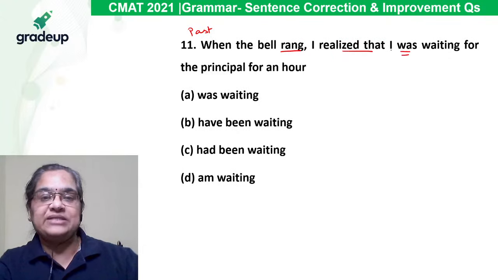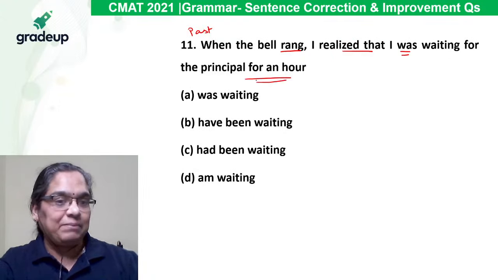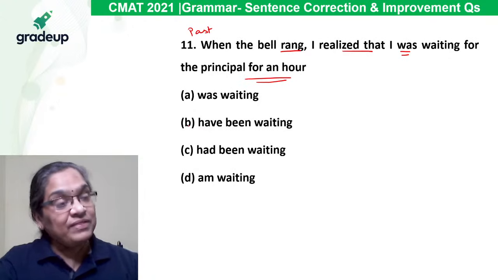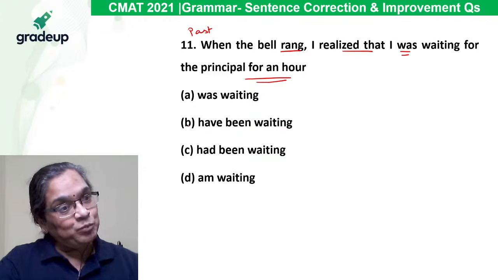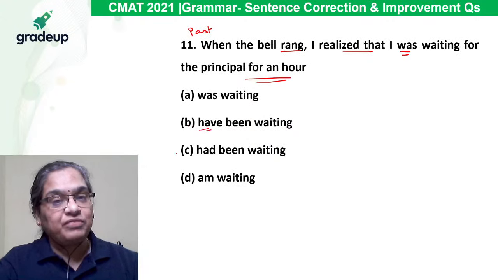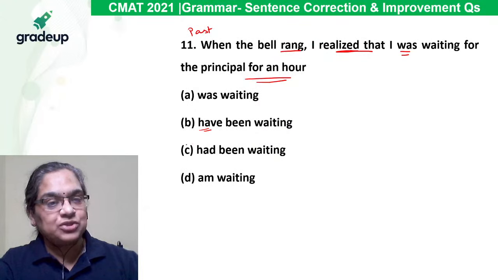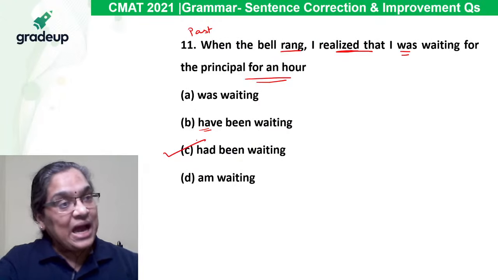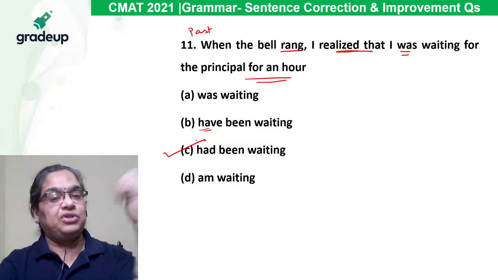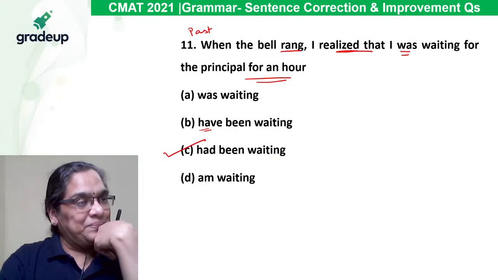Now what should I say? Since you are mentioning the time period, when the bell rang, it is past. So instead of have been, what will you say? You realized. Again you are using the past, so you won't say have been.